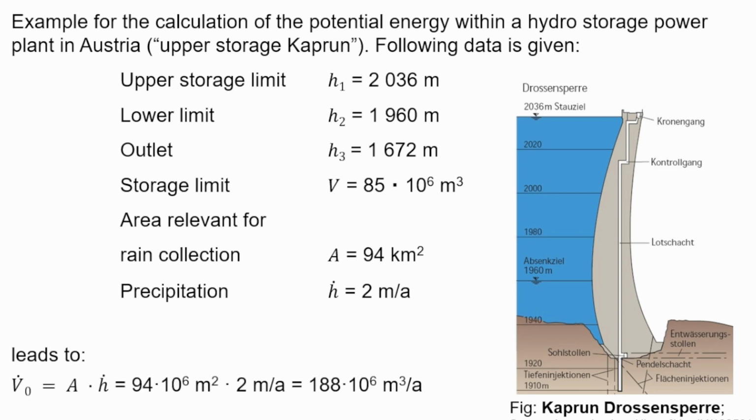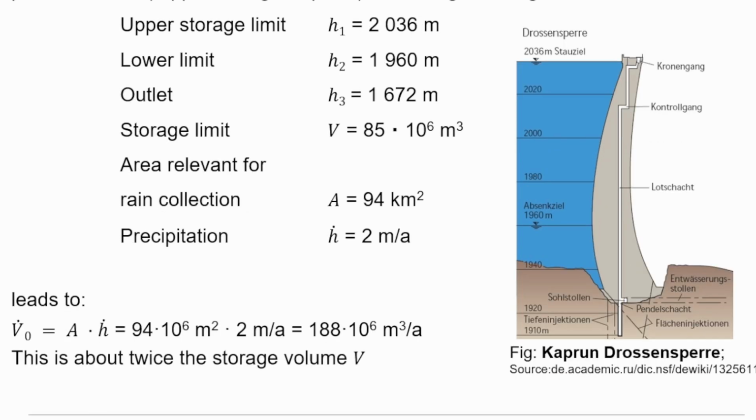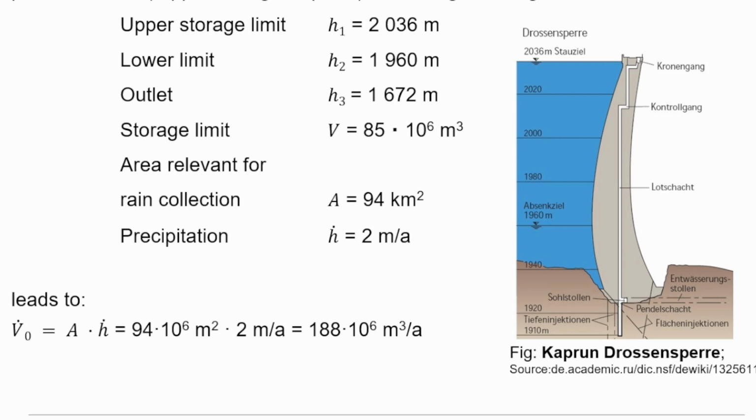So this leads then to the volume which comes in, or the flow that comes in. That's the area times the change in height, so that is 2 meters per year, and the area is 94 square kilometers or 94 million square meters. So we have a volume of 188 million cubic meters per year which we can use. That's about twice the storage volume V, so we can empty the reservoir twice a year.